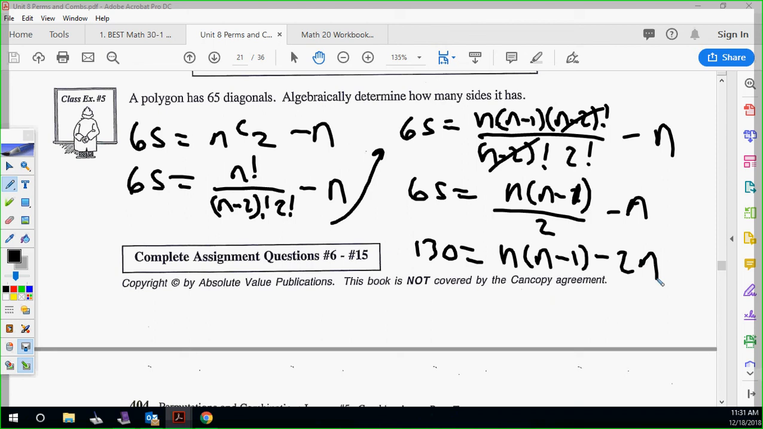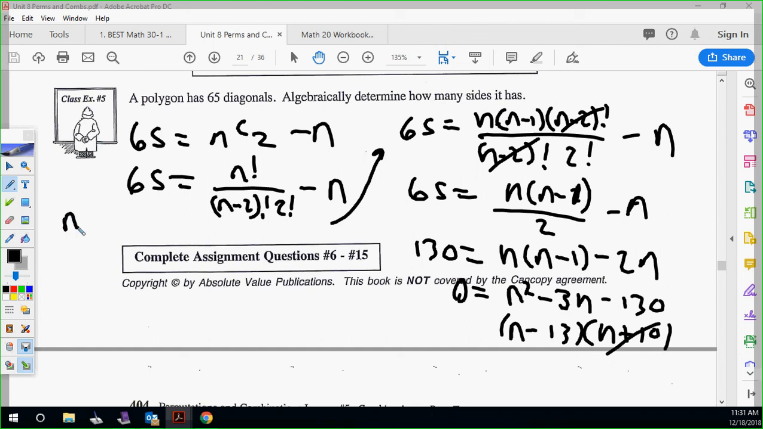And now we're to the factoring part. Get everything on one side. So this is n squared minus n. So it's n squared minus 3n, because a negative n and negative 2n, minus the 130. And now we factor, which is n minus 13, n plus 10. We don't want the plus 10, so how many sides is it? 13 sides. 13 sides get you 65 diagonals. Okay, we'll stop there.